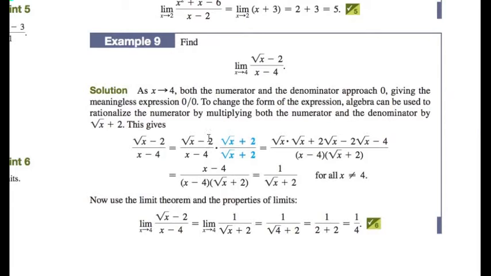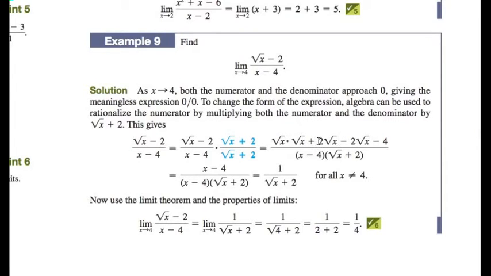Then we multiply the outside two. The outside two are the square root of x times 2, and when we multiply those together, we get 2 times the square root of x. Then we multiply the inside two, which is negative 2 times the square root of 2. That would give us negative 2 square roots of 2.